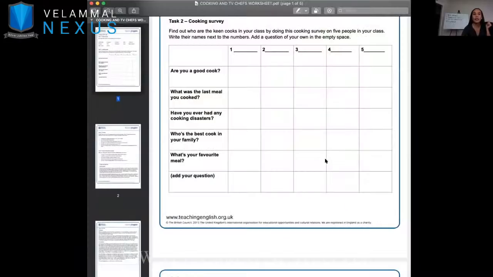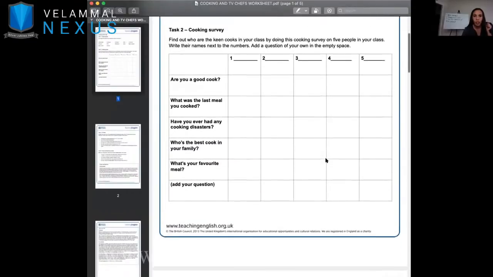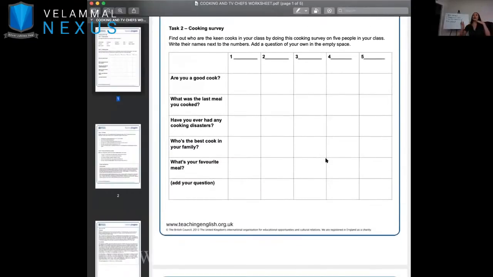Okay, so this is the document. To start, we're going to do this together. It's just a warm-up to activate previous knowledge. That is the purpose of this activity. I know it says it's supposed to be a cooking survey. We don't have to do the survey. So what I want you to do now is to try to answer these questions yourself. The first question is, are you a good cook?